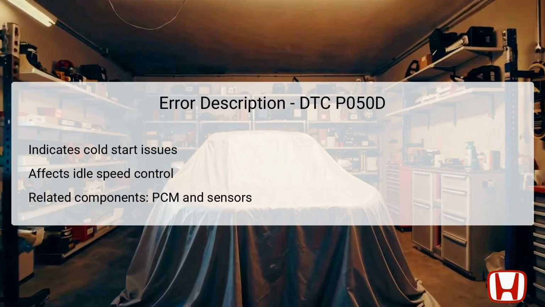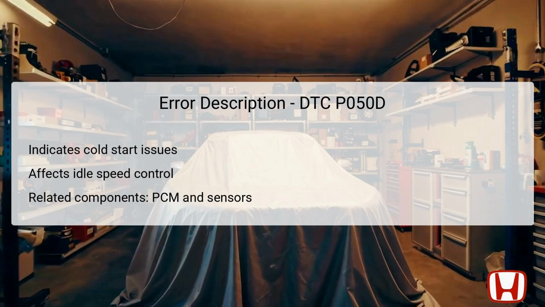diagnostic code. DTC P050D signifies a cold start idle speed issue, primarily involving the Powertrain Control Module, PCM, which regulates engine performance, including idle speed. When the vehicle starts during cold conditions, the PCM monitors various sensors, adjusting the fuel-air mix for optimal engine performance. Sensors like the engine coolant temperature, ECT sensor, and the mass airflow, MAF sensor, are critical in determining how the engine should behave at startup.